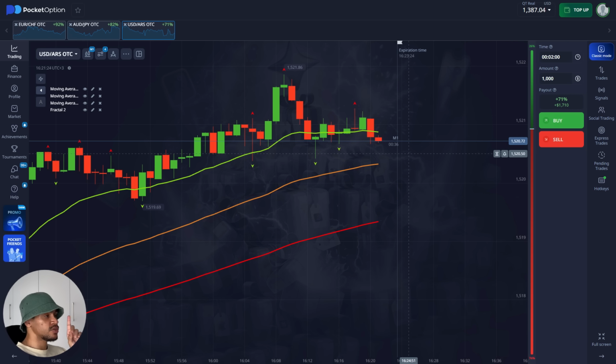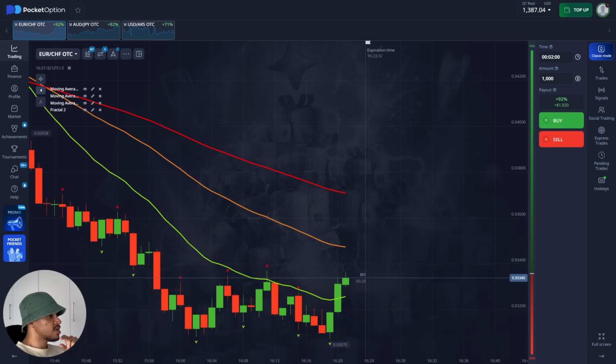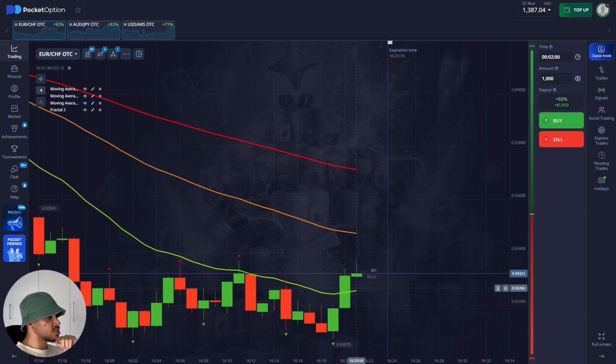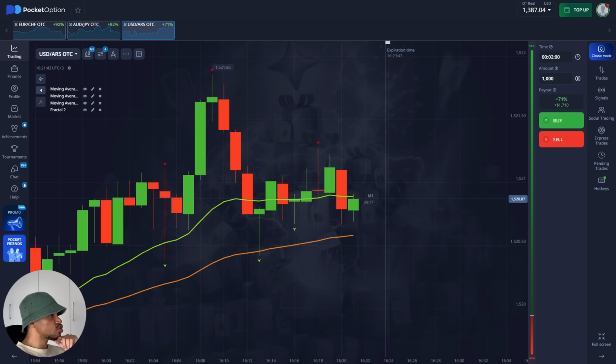I'm still gonna leave it though, as it has a decent setup. So if the payout does go higher, because it just jumped 10%, we might still be able to enter here. But we do have a new contender here, Euro Swiss franc. We are looking to take a sell position here, but we're gonna have to sit on this for a little bit. So let's observe how this plays out.